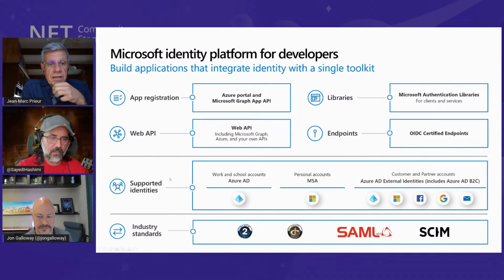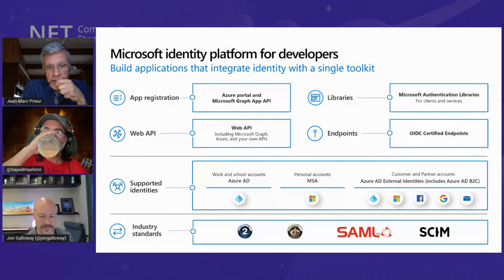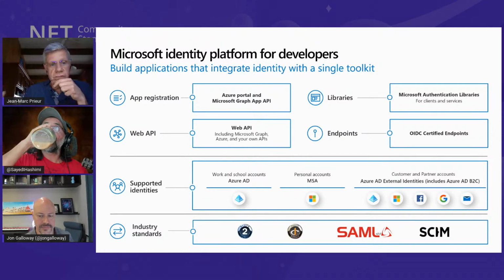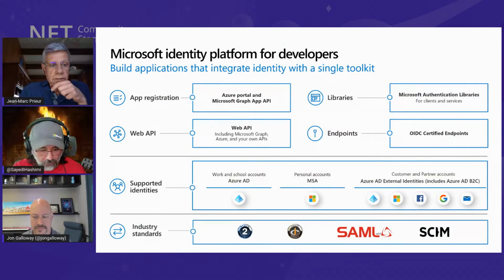And there is a portal to register applications, because when you want to sign in users in applications, the application needs to be known by Azure AD. So that's what the app registration does. We have libraries which enable you to get tokens and validate tokens. There are web APIs. One of the big web APIs at Microsoft is the Microsoft Graph API, but there are others like ARM. You probably know that.